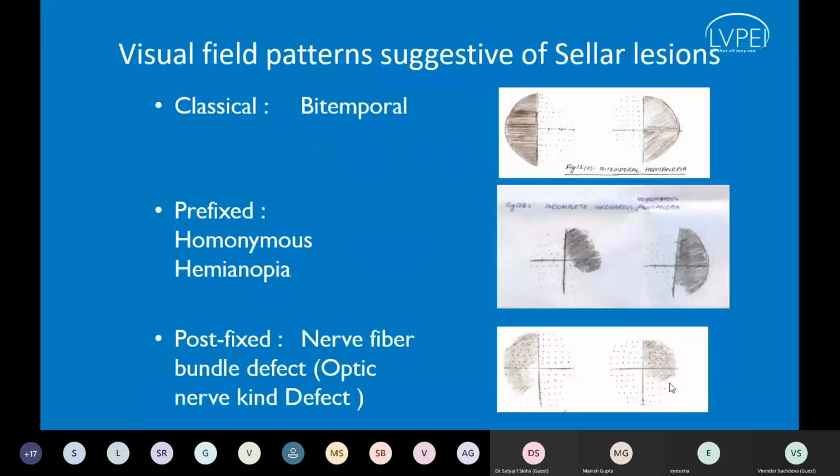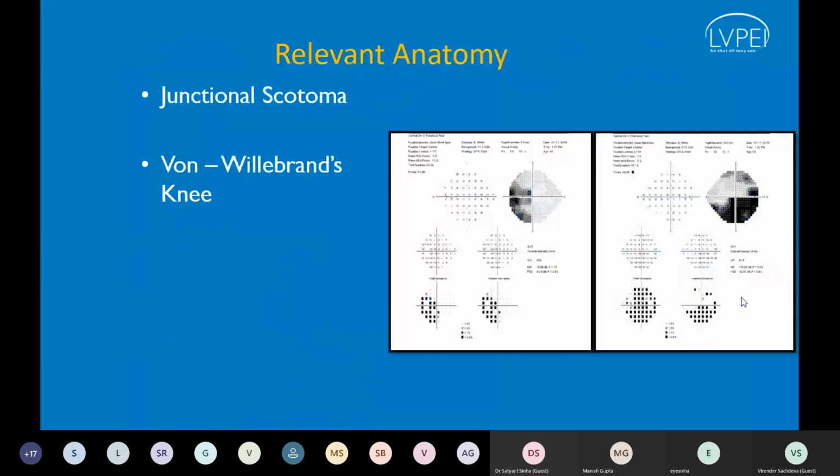There can be other patterns also in a patient with a sellar lesion. There could be a bitemporal hemianopia. There could be an incomplete incongruous hemianopia if the chiasm is prefixed. And if the chiasm is post-fixed, there could be optic nerve kind of field defects. And do not forget that there could be a junctional scotoma, where there is an optic nerve kind of field defect in one eye and a temporal hemianopic field defect in the other eye, which is due to damage to the junction of the optic chiasm and the proximal optic nerve.